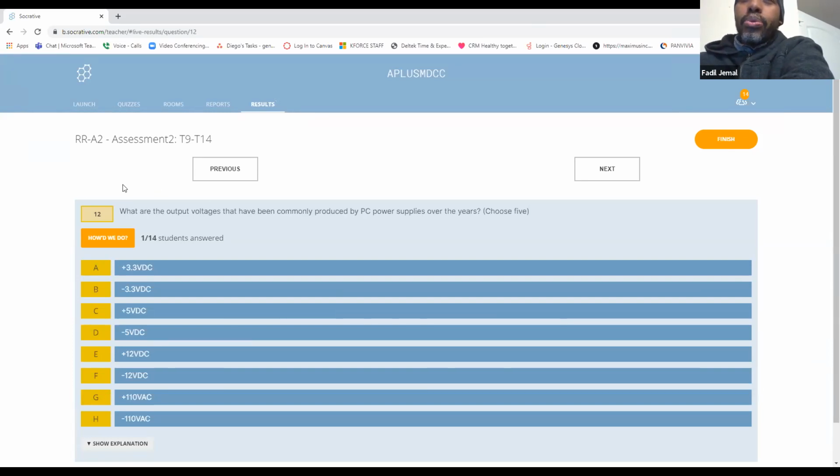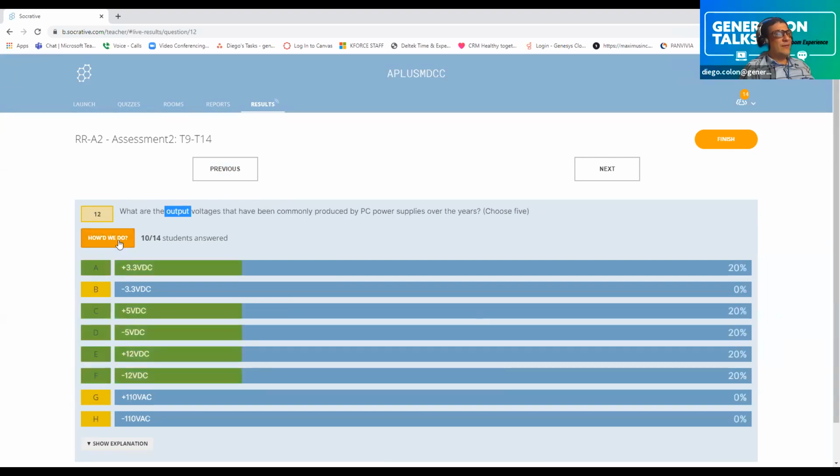What are the output voltages that have been commonly produced by PC power supplies over the years? Okay. Let's start from 5 volt, minus 5 volt, plus 12 volt, plus 3.3 volt, minus 12 volt. All right, that's 5. That is correct. That's all of them there. Good job. Real good job.